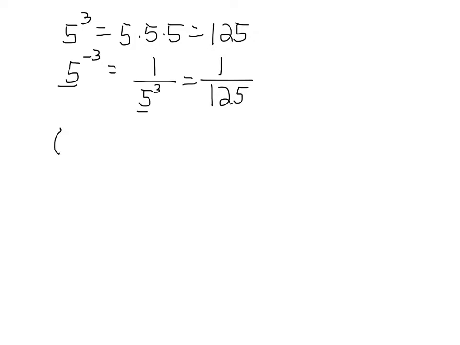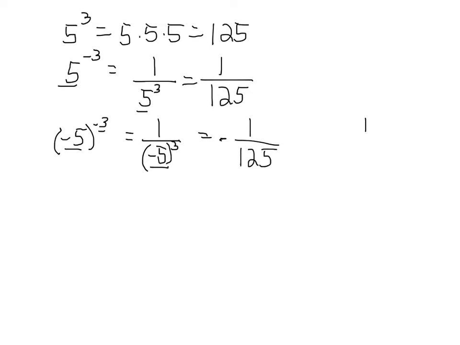Similarly, negative 5 to the negative third power is 1 over negative 5, because this number doesn't change, but the exponent becomes positive, third. And a negative number raised to an odd power is negative, so that means it's 1 over negative 125, but that makes the whole fraction negative. If it were 1 over negative 125, when I'm dividing a positive by a negative, it becomes negative, and in fractions we put that negative sign out front.